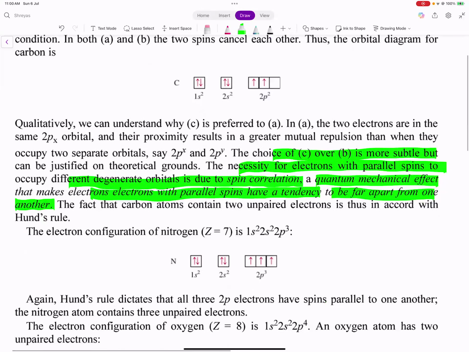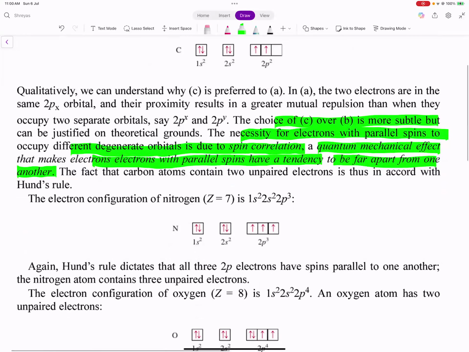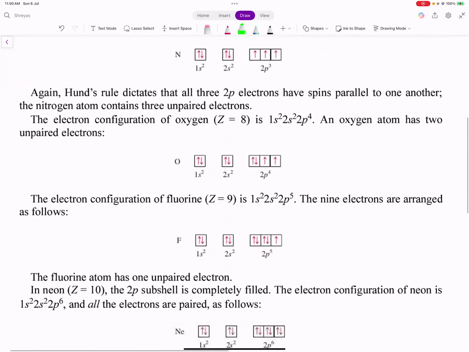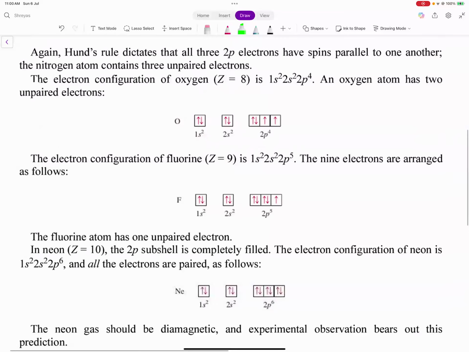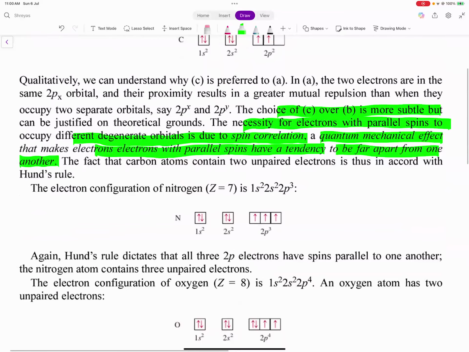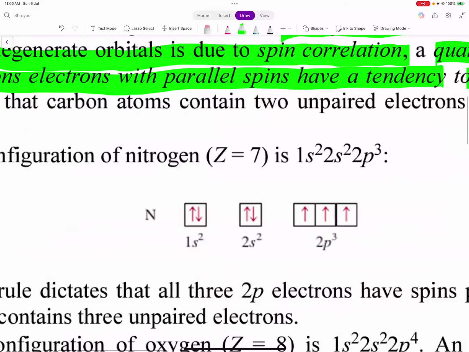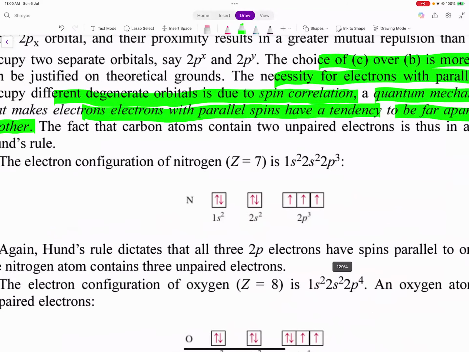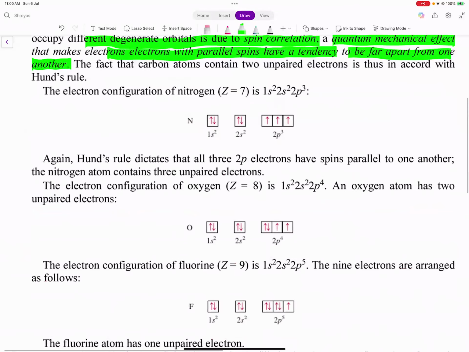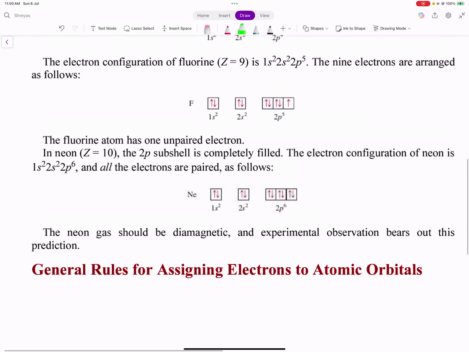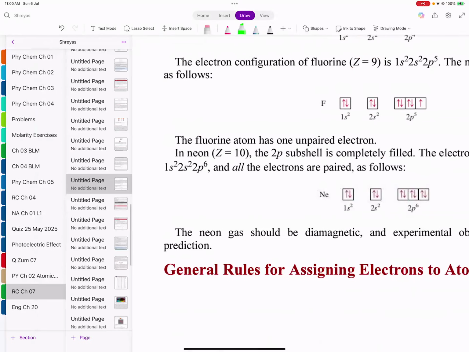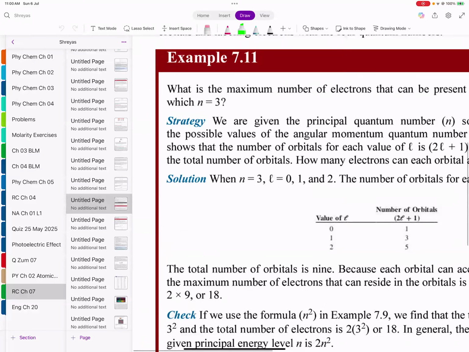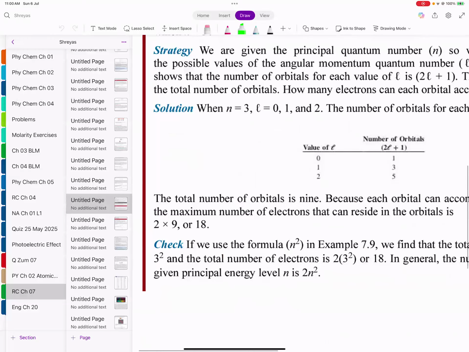Now we go to nitrogen, and then we have oxygen. One second. They have recapped the general rules. We'll come to this.